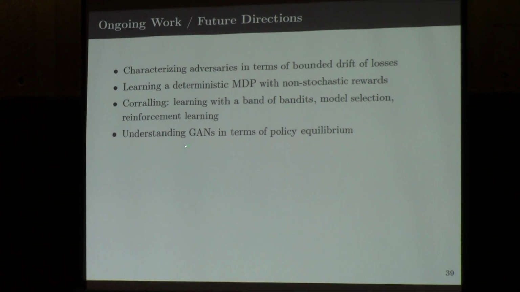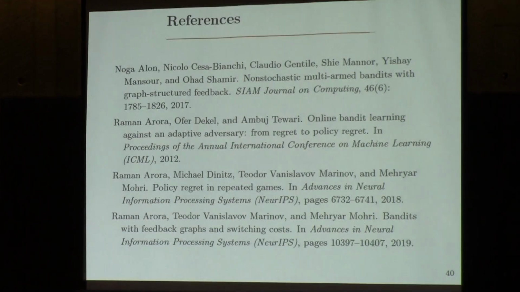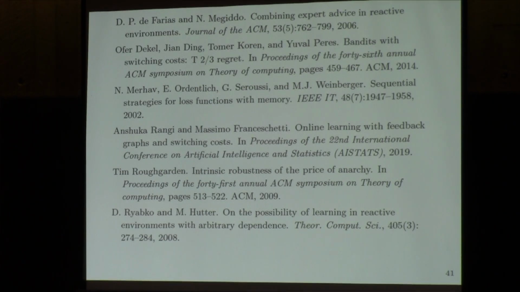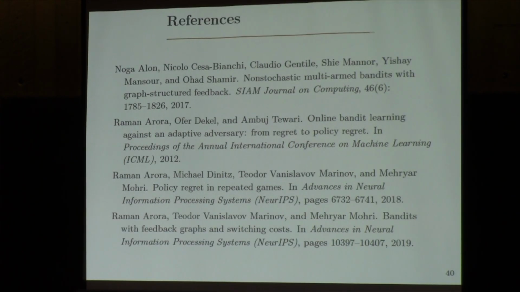And finally, we are trying to understand the training of GANs in terms of the policy equilibrium that we just described here. Because again, we can think of a GAN as a two-player game. And many optimization problems can be described in terms of policy equilibrium. And so what we hope to do is try to understand the training of GANs in terms of this policy equilibrium. Okay, so that's all I have. These are some of the key references that I had, and I can take more questions.